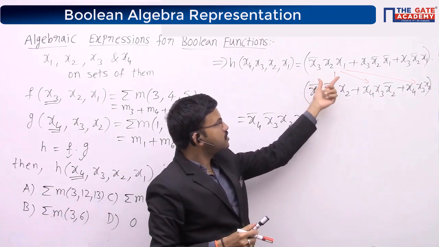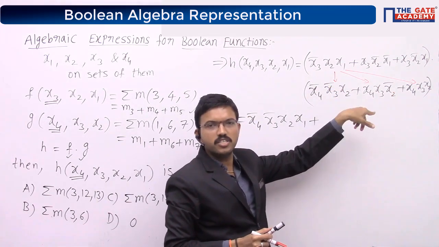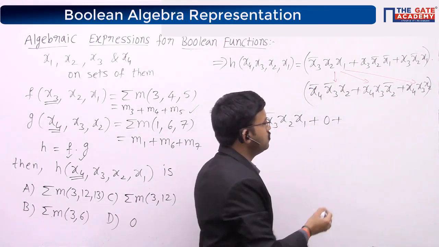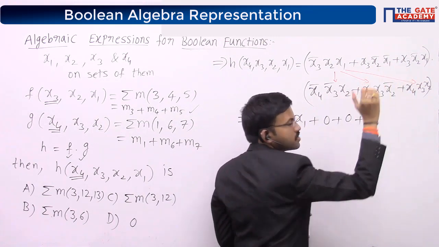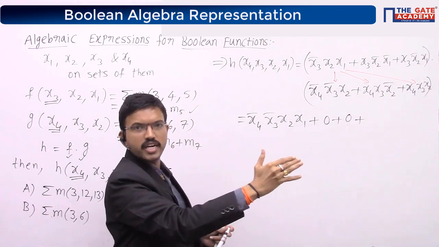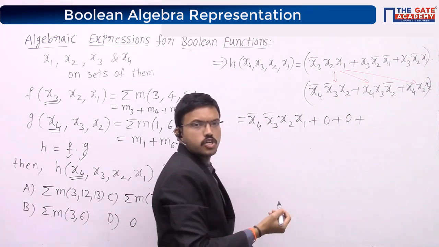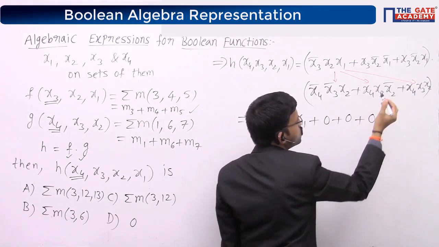Let us multiply this term with these two. Here I am having x3 bar, here x3. x3 bar into x3 is 0. Here x3 bar, here x3 is there. So 0. I will consider this term multiply with these three terms. Like that you continue the process. Here x3 into x3 bar is 0. Here I will get x3 into x3 is x3. x2 bar into x2 bar is x2 bar.